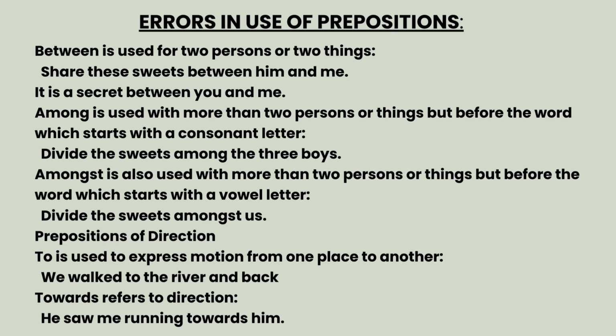Between is used for two persons or two things. Share these sweets between him and me. It is a secret between you and me. Among is used with more than two persons or things but before the word which starts with a consonant letter. Divide the sweets among the 3 boys. Amongst is also used with more than two persons or things but before the word which starts with a vowel letter. Divide the sweets amongst us.